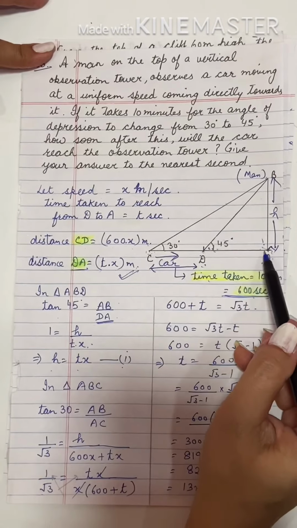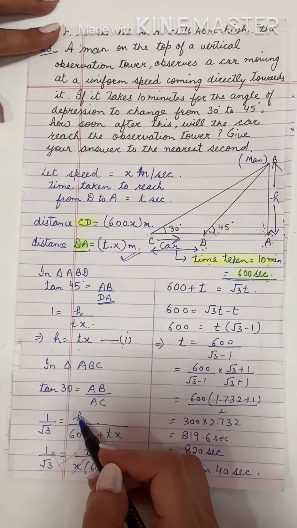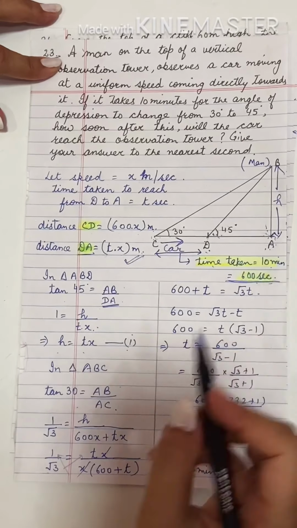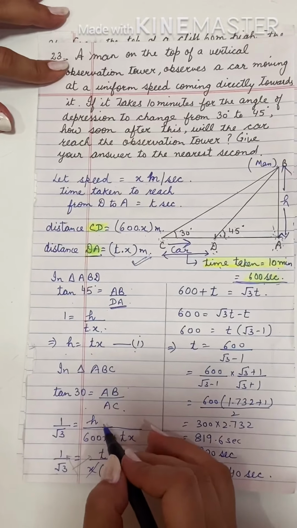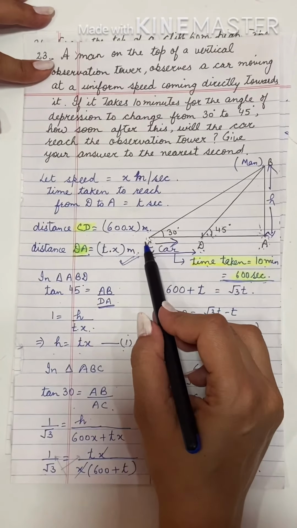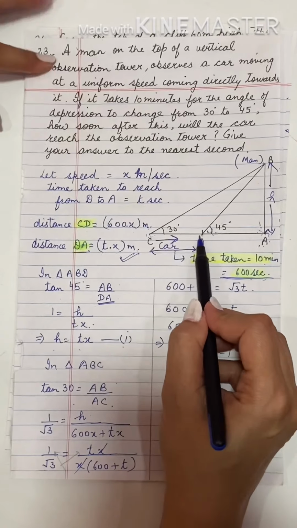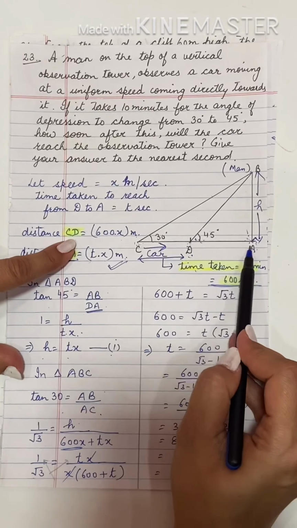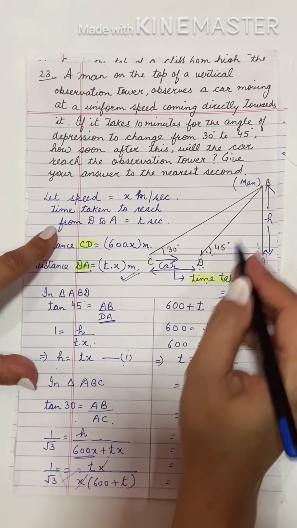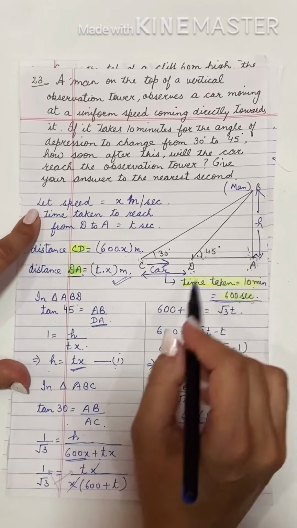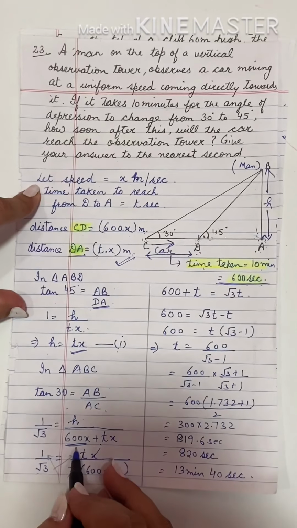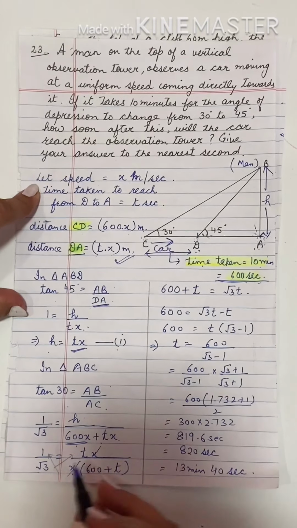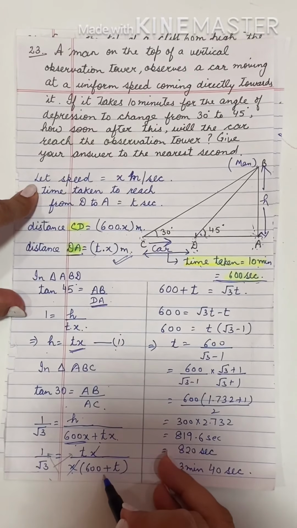Now let's take the second triangle ABC. In this, tan 30 is equal to AB upon AC, perpendicular upon base we are having. So 1 upon root 3 is equal to H upon AC. Now see, AC is equal to AD plus CD. CD we have calculated as 600x, and this DA is how much? This is equal to t into x, because H is equal to tx and DA is equal to H. So we are getting 600x plus tx. We can take x common from this. x gets cancelled. So we are getting 1 by root 3 is equal to t upon 600 plus t.